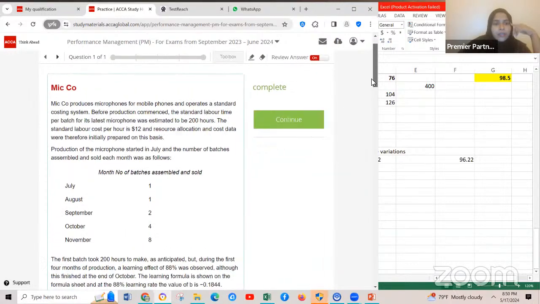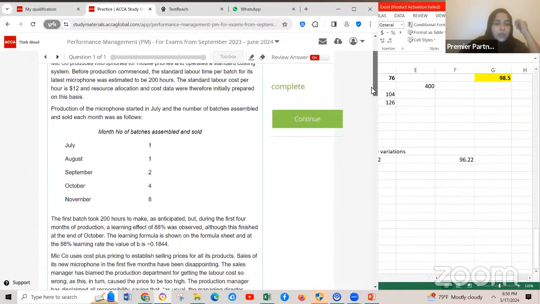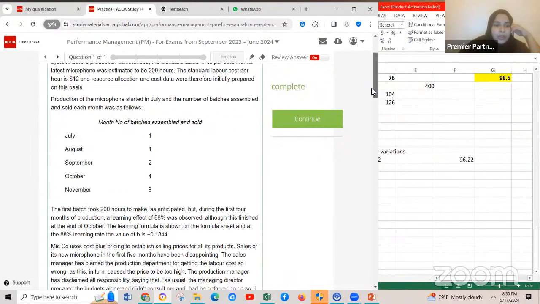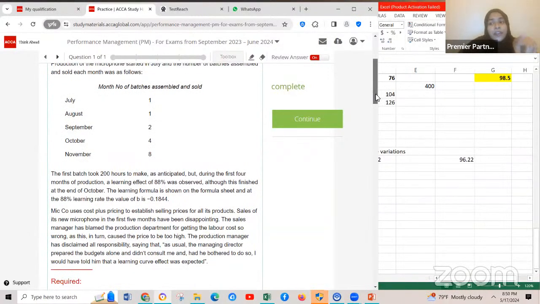Micro produces microphones for mobile phones and operates a standard costing system. Before production commenced, the standard labor time per batch for its latest microphone was estimated to be 200 hours. The standard labor cost per hour is $12 and resource allocation and cost data were therefore initially prepared on this basis. Production of the microphone started in July and the number of batches assembled and sold each month was as follows. July, August, September, October, November, they have given you the batches that were made and sold. The first batch took 200 hours to make. So that is A, time taken to make the first unit.